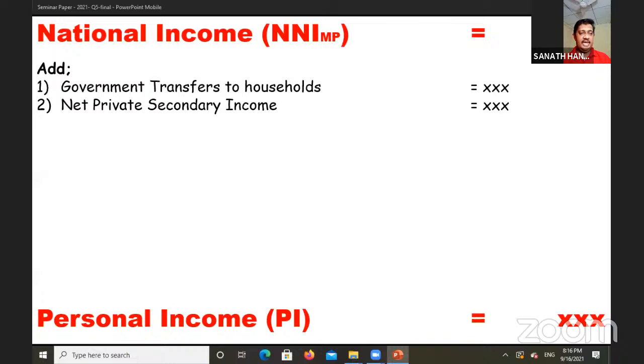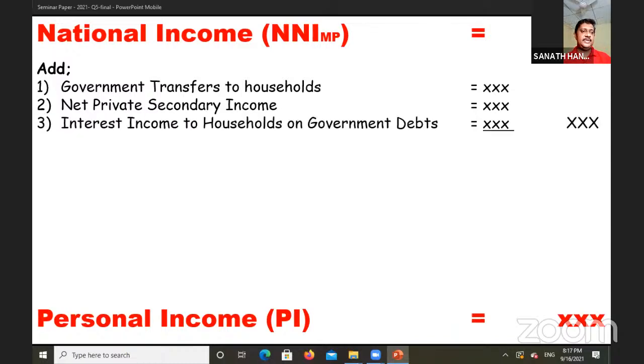Secondary income, but on the private part, because secondary income has two parts, public and private. Public goes to government, private comes to our hands. So net private secondary income, or we call it net private current transfers, is added. And the other one is interest income on government debts. For example, when you invest in a treasury bill or a treasury bond, you get interest. That interest income is not in GDP, but it comes to your hand.